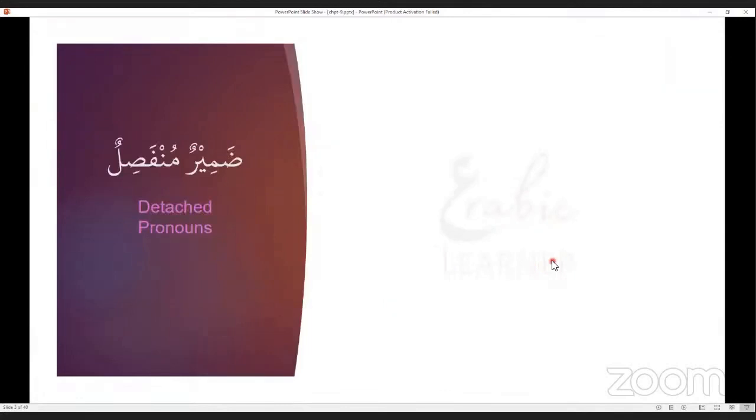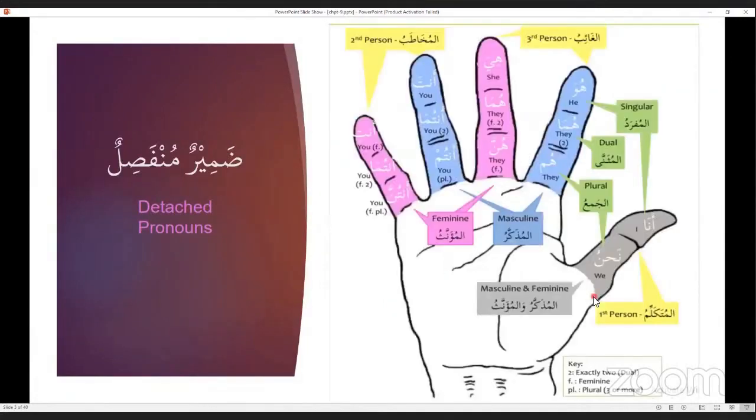So dhamair, I told you that you can practice on your hand. And there is a sister who has flagged her hand, so I will ask her to say, Sister Rubina, what you can do is you can say both the dhamair, munfasil as well as muttasil. So you can say huwa, hu, huma, huma. This way you can say. I'm opening your mic, so you can say now.